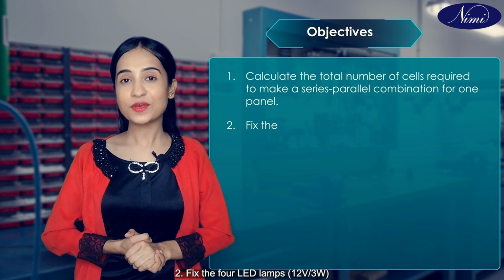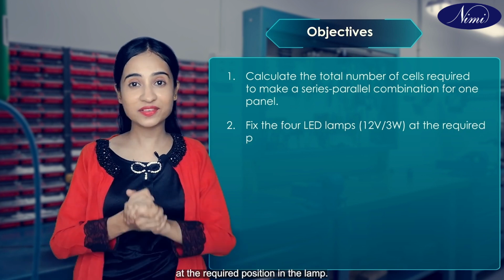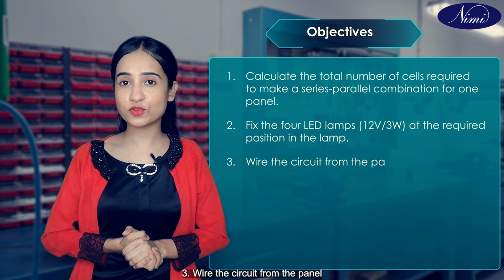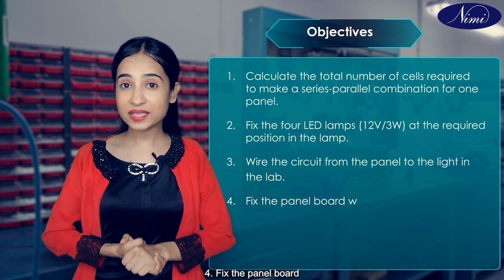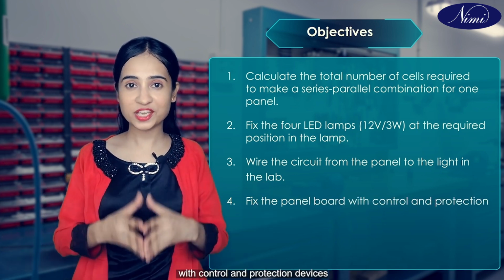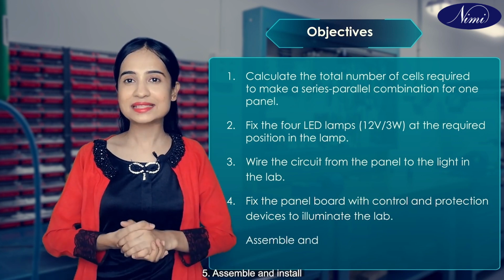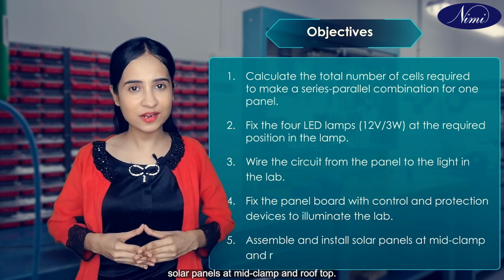2. Fix the 4 LED lamps, 12 volt by 3 watt, at the required position in the lamp. 3. Wire the circuit from the panel to the light in the lamp. 4. Fix the panel board with control and protection devices to illuminate the lamp. 5. Assemble and install solar panels at mid-clamp and rooftop.